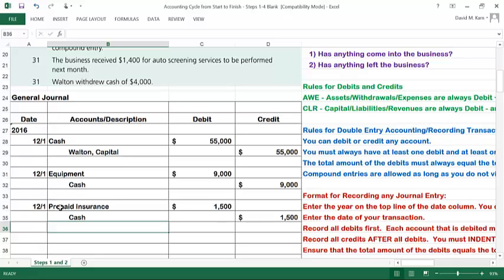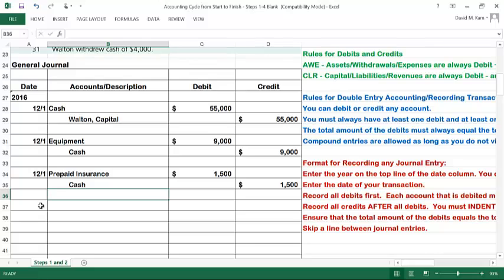Just so you're aware, as each month passes, we will have to recognize how much of the prepaid insurance has been used up or consumed, and that's when we get to step 5 of the accounting cycle. So we record it right now as an asset, and we'll recognize how much really was an expense in the month at the end of the accounting period in step 5 of the process.